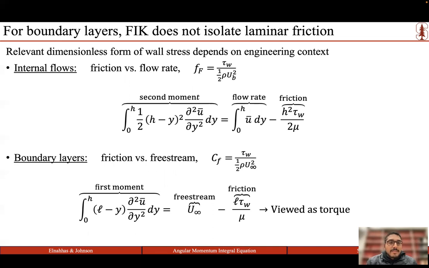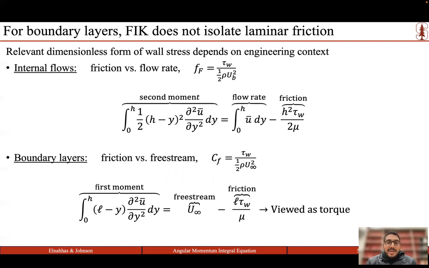This can be seen from the different engineering contexts that we discussed when we look at internal flows and boundary layers. In internal flows, we care about the friction factor versus the flow rate, which is found by taking a second moment of the equation or a 3-time integral of the mean momentum equation.